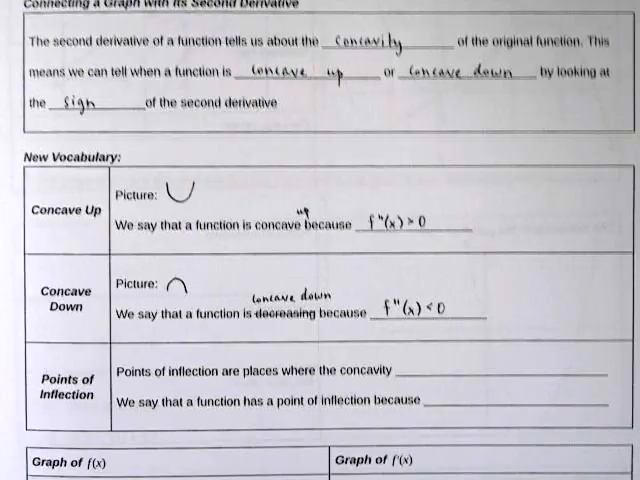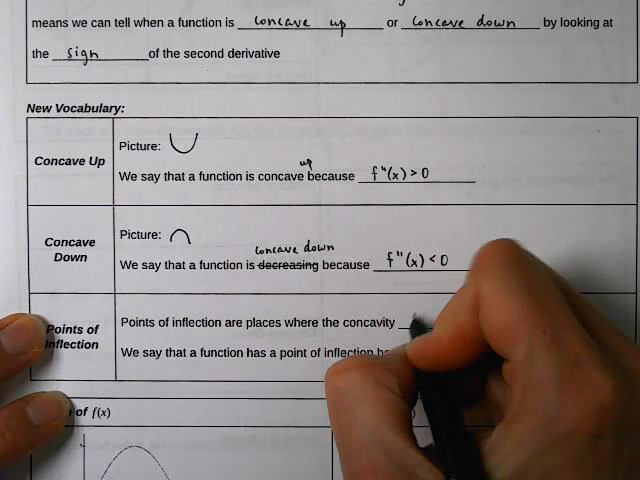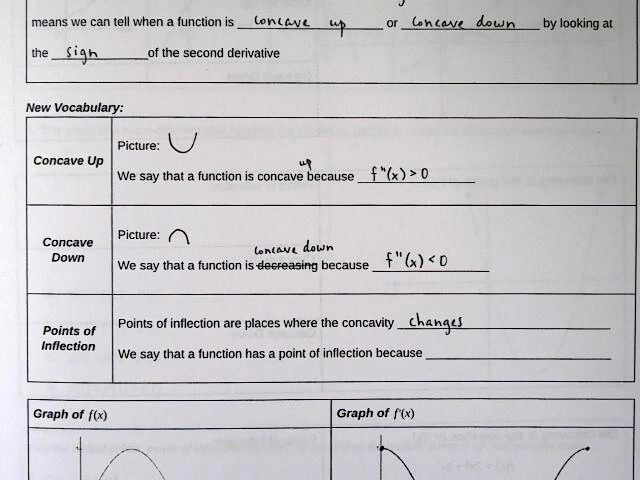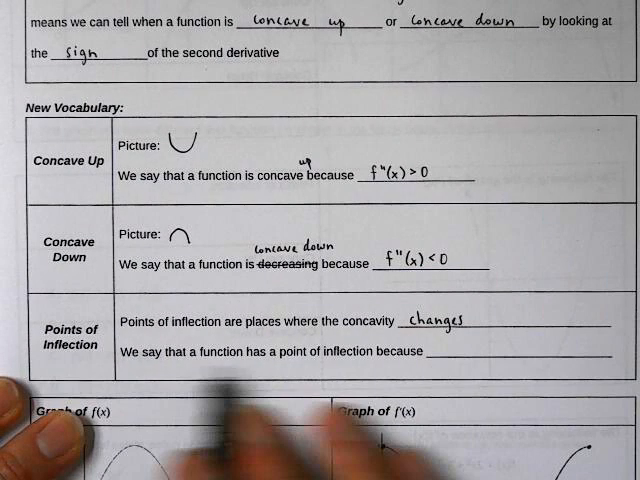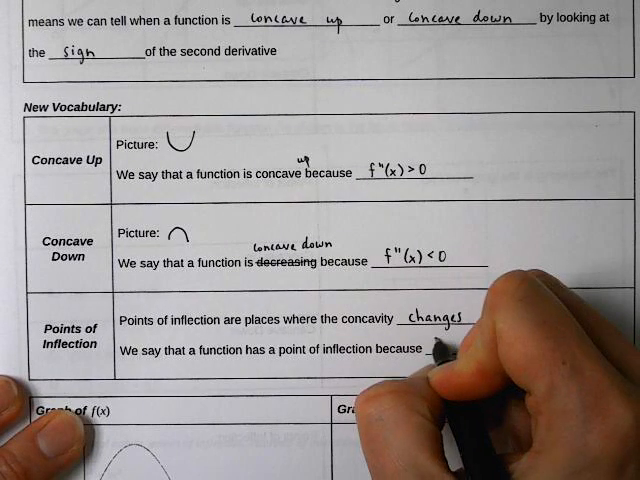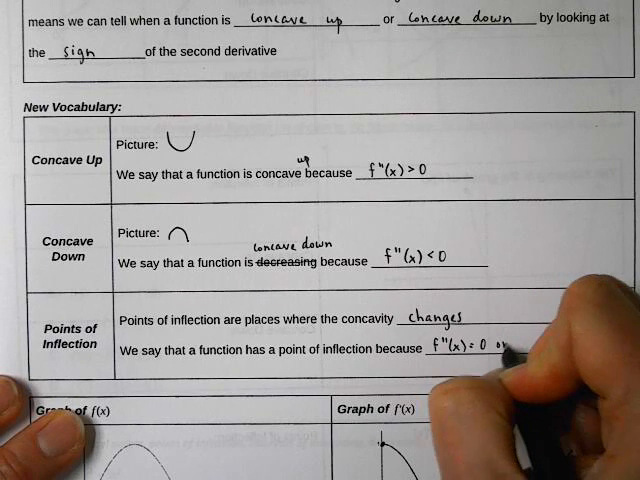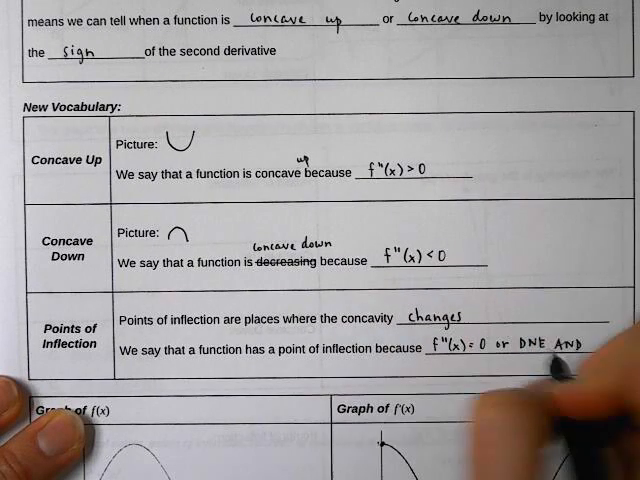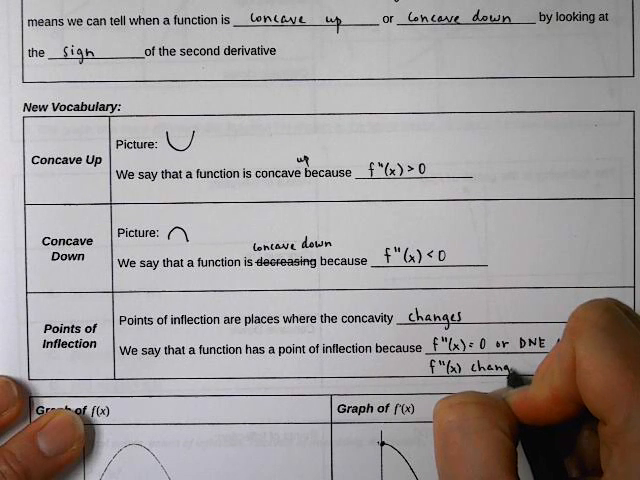Now, the other new important term for today is what's called points of inflection. And points of inflection are places where the concavity changes. So we could change from concave up to concave down or concave down to concave up. And when we're justifying this, there's two things we need to say. So a function has a point of inflection because f double prime of x equals 0 or does not exist. And we also have to show that f double prime of x changes sign.